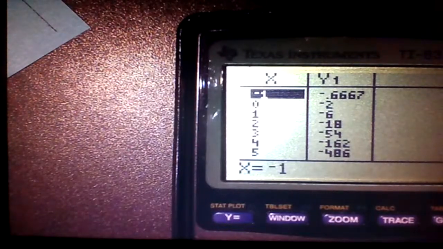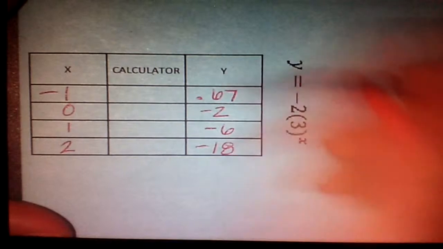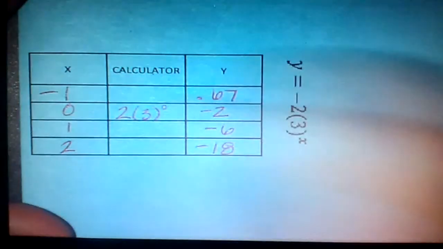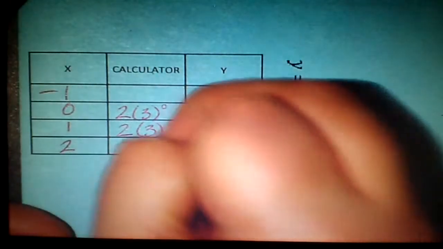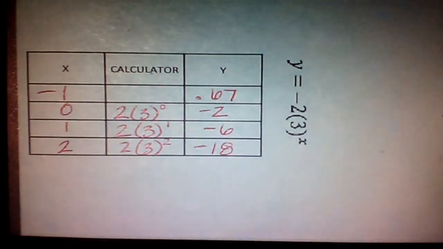What is he calculating for? Right, what's in the middle? So you're not going to have to do these ones by hand, but what they want here is like 2 times 3 raised to the 0. They want 2 times 3 raised to the 1. Then 2 times 3 raised to the 2. We don't have to do it, right?